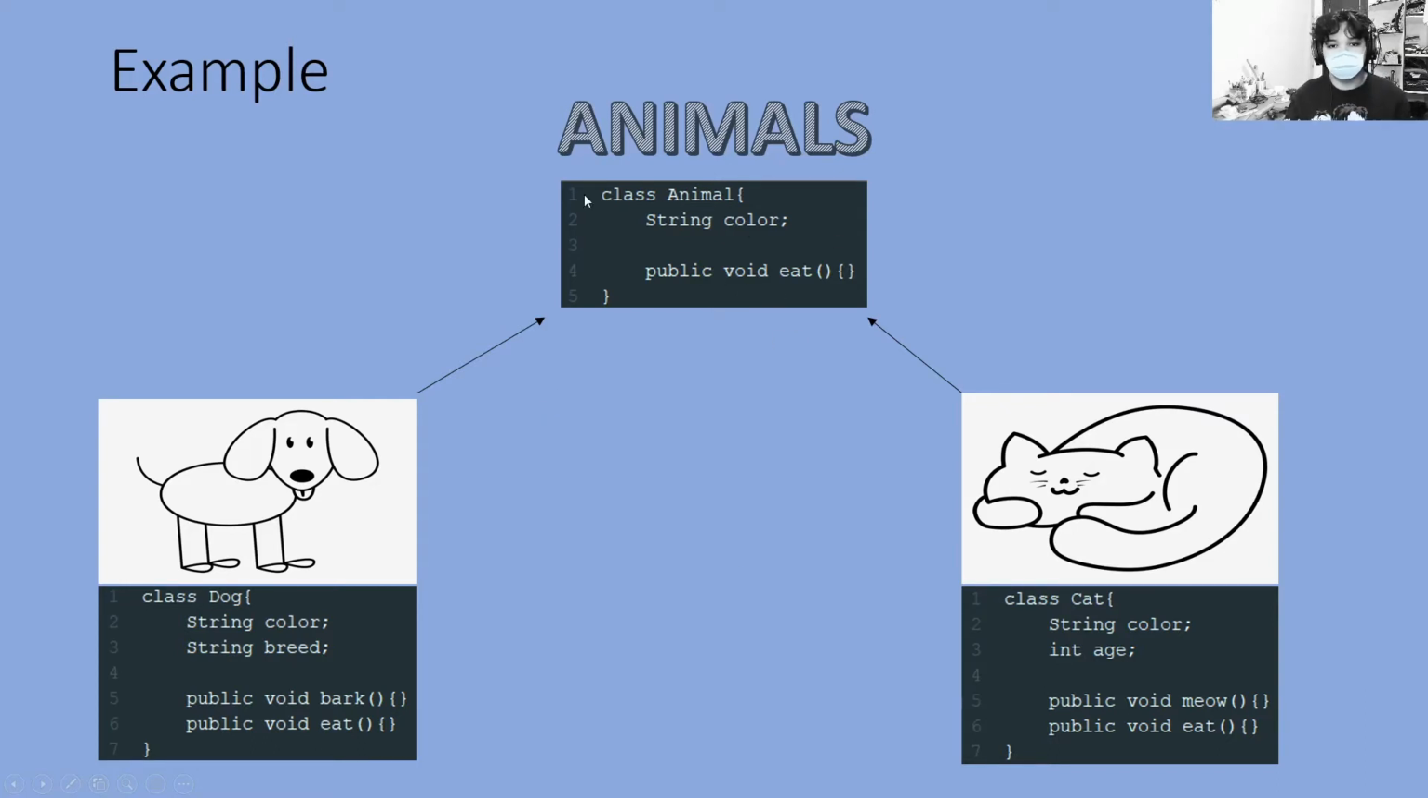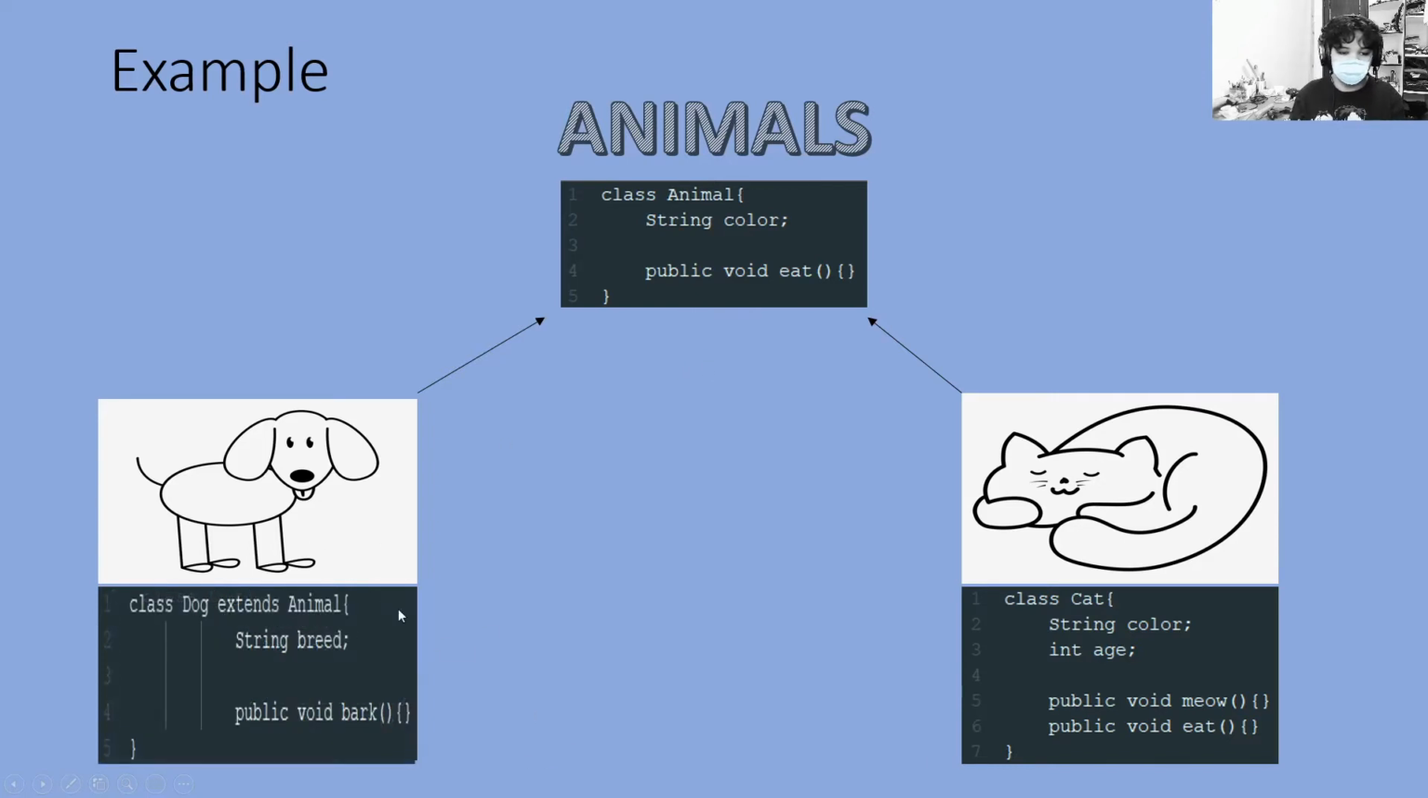So now that we have an animal class which has properties from both of these classes, I can simply remove the string color and eat method. But if I just remove these two, how can I get the properties of the animal class into the dog class or the cat class? This is where inheritance comes in. So I'll remove the string color and eat method, and I am left with string breed and bark method.